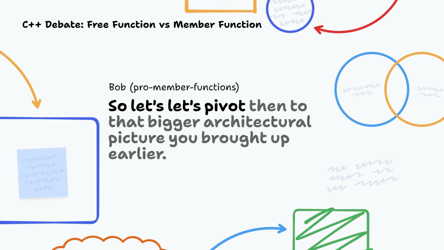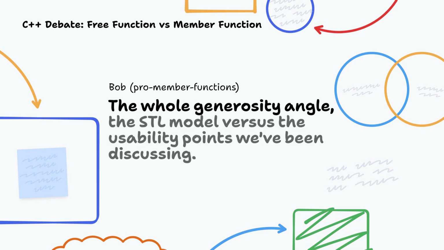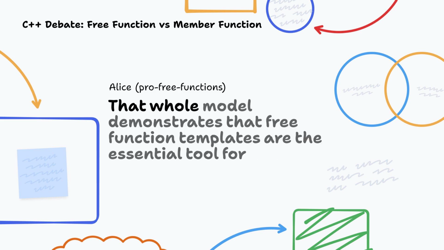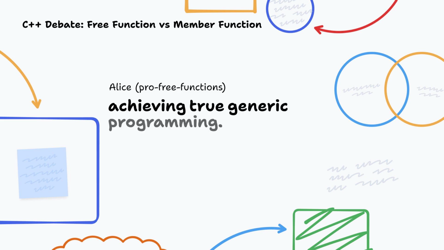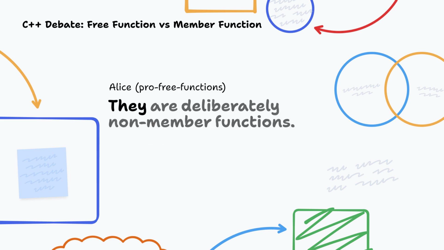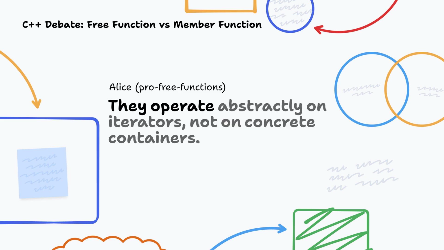Okay, so let's pivot then to that bigger architectural picture you brought up earlier, the whole genericity angle, the STL model, versus the usability points we've been discussing. Yes, exactly, because the STL design is, I think, the ultimate large-scale proof for the power of preferring free functions. That whole model demonstrates that free function templates are the essential tool for achieving true generic programming. Think about algorithms like std::sort or std::find or std::transform. They are deliberately non-member functions. They operate abstractly on iterators, not on concrete containers.